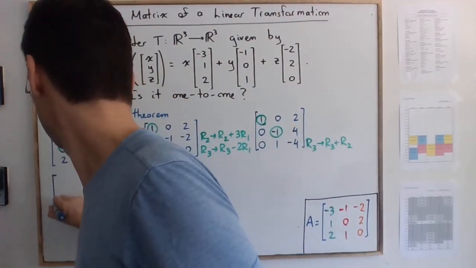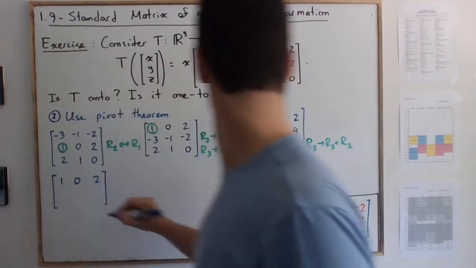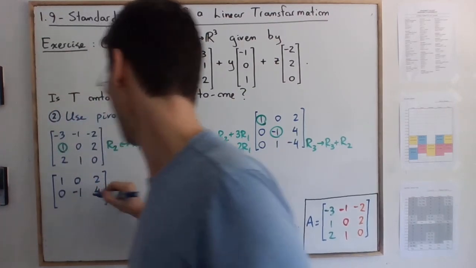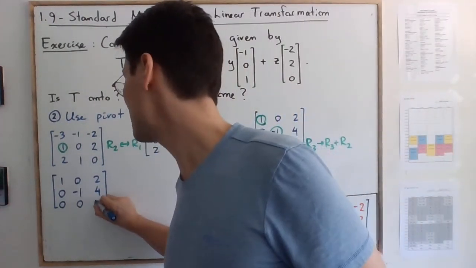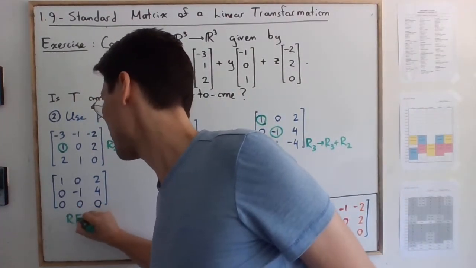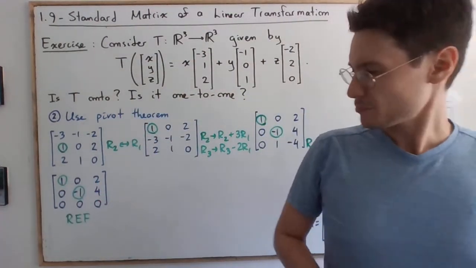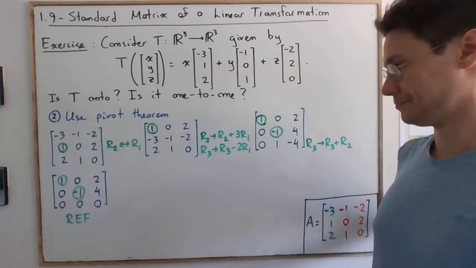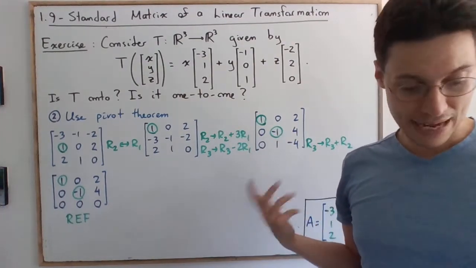So we're going to have 1, 0, 2, and then 0, negative 1, negative 1, 4, and finally 0, 0, and negative 4 plus 4 gives us 0. And that right here, ladies and gentlemen, is the row echelon form, right? You have your pivots here and here. You have zeros underneath. Perfect.